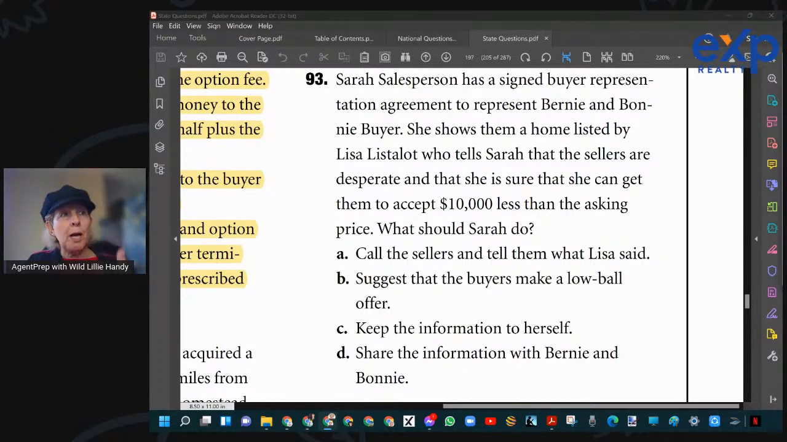It's the personal price that's on the market for the seller. We don't disclose that the seller is willing to do less, because as representing the seller, I want to bring the highest and best offer to my seller, right? Get them the most money. So the answer is D, share the information with Bernie and Bonnie.